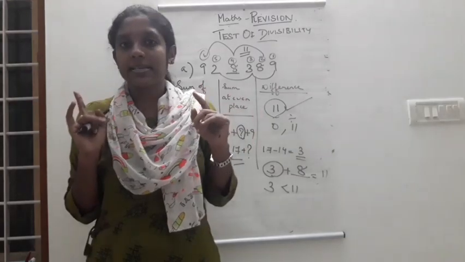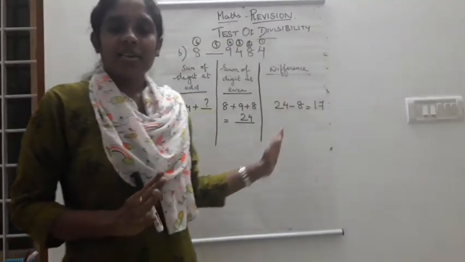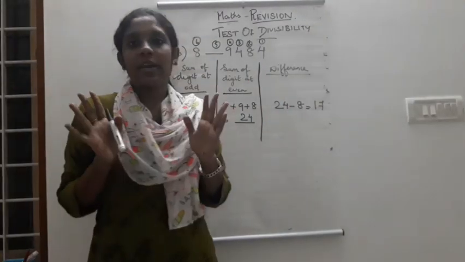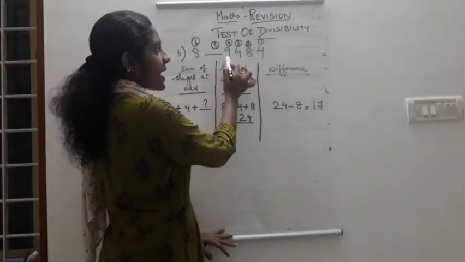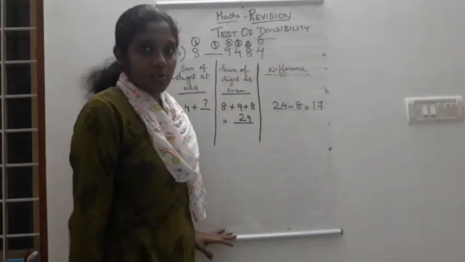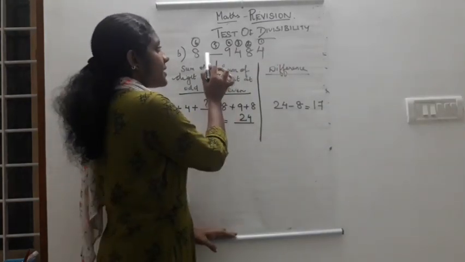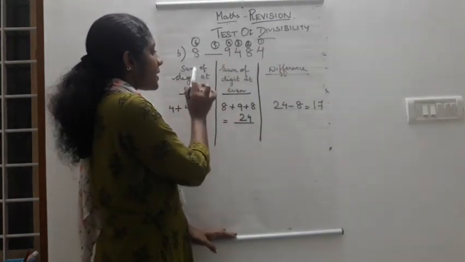You have one more exercise given there. So this is a second question. I have worked out everything to make you understand easily. This question is 8, a blank, 9, 4, 8, 4. You have to find the digit here.